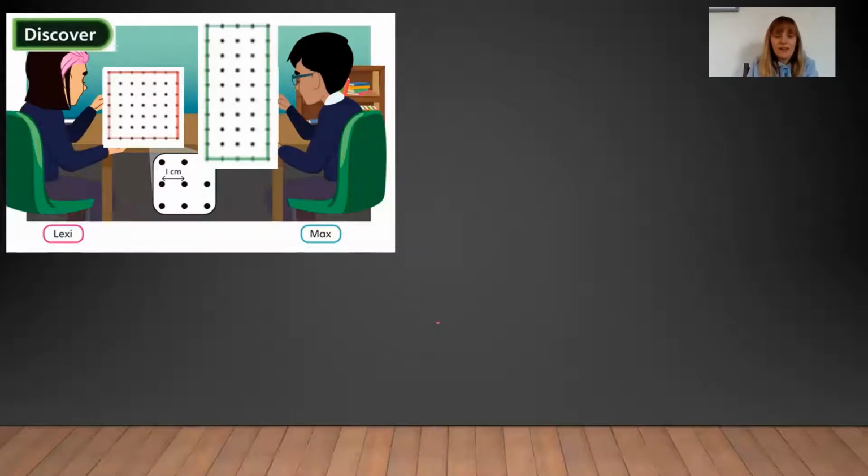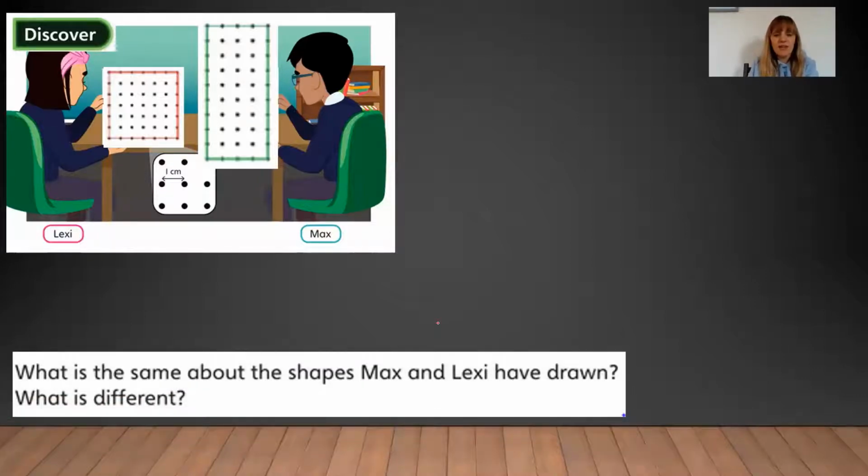Okay, so let's have a look at our Discover today. We've got Lexi and Max drawing 2 shapes. I've tried to enlarge them so you can see them a little bit better. Now the question's asking us today, what is the same about the shapes they've drawn and what is different? Well, obviously what's different is one is a square and one is a rectangle. The square has all the sides the same, and a rectangle has 2 sets of sides which are the same. What else can we find though that is the same and different about these shapes?